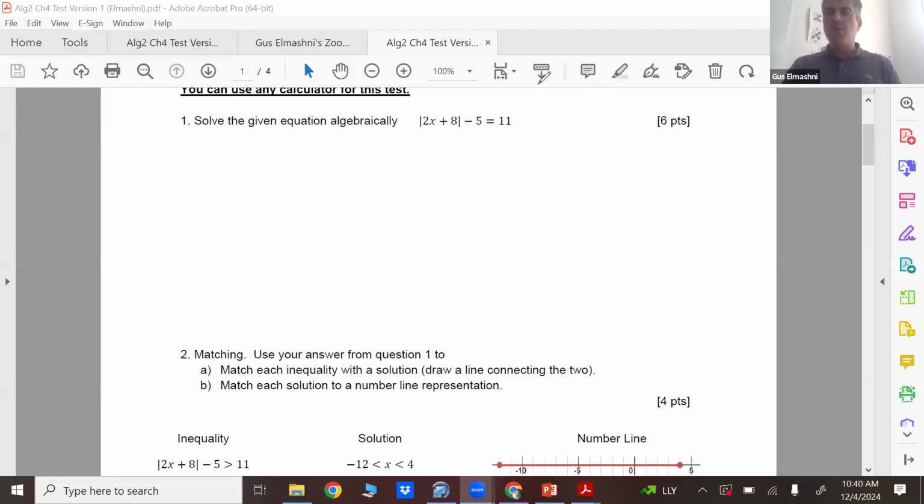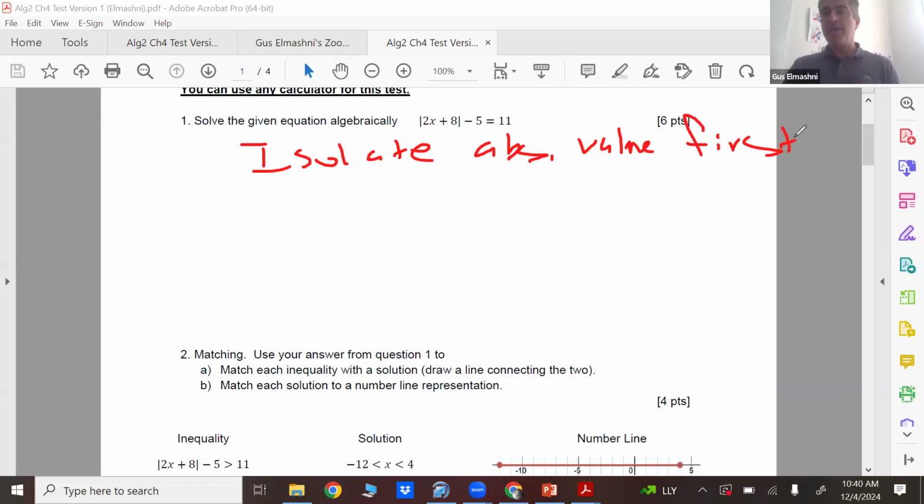Perfect. Okay. So what you want to do is isolate the absolute value first. So what's inside the absolute value here? 2x plus 8. That's got to be isolated. Right now, it's not isolated because what's connected to the absolute value? -5. Move that -5 over first. You've got to do that first.